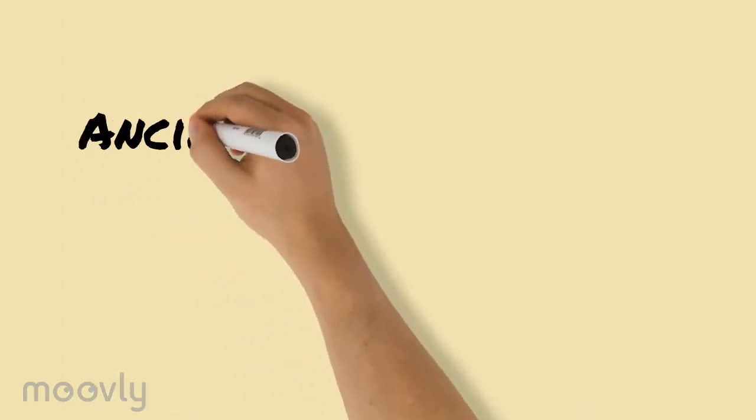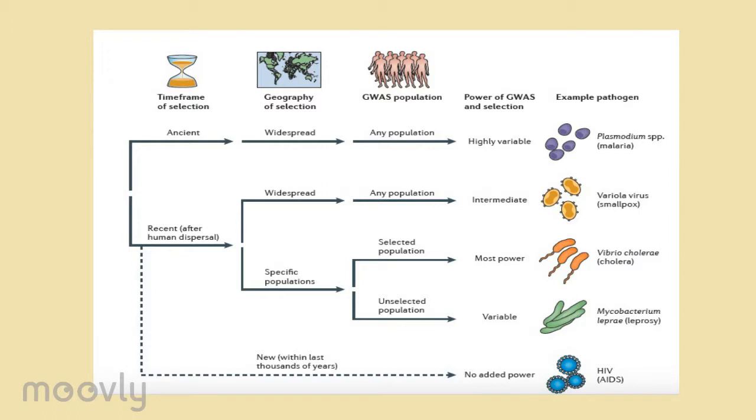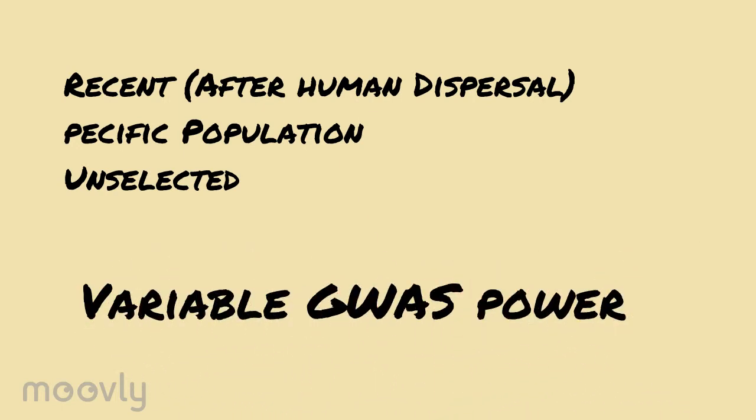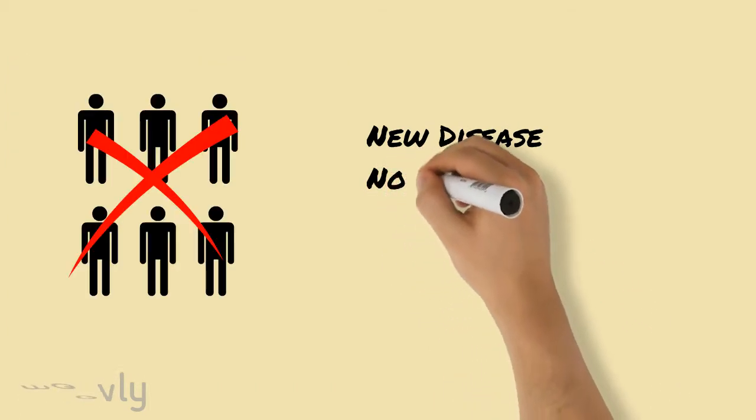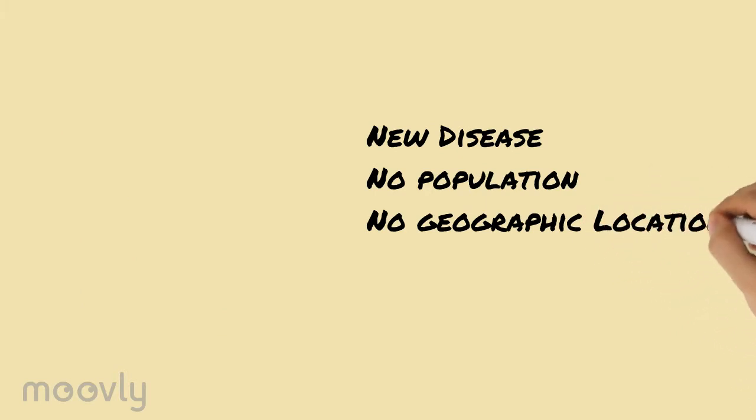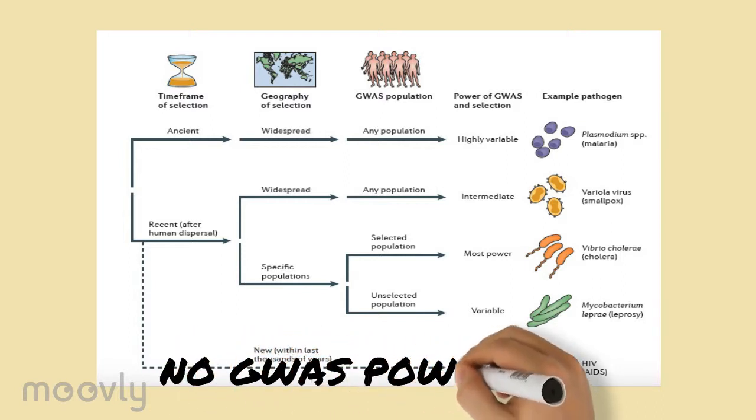In a GWAS scenario on an ancient widespread disease, such as malaria, where the populations are unselected, the results tend to be highly variable as selection is harder to detect when it is shared between populations. Even in a scenario such as leprosy, where the population is specific but unselected, the power of GWAS is variable at best. Lastly, it's important to note that in a case where the disease is very new, not limited to a single population or geographic location, and in the case of HIV, highly mutable, there is no GWAS power because the disease hasn't had enough time to select on a human population.